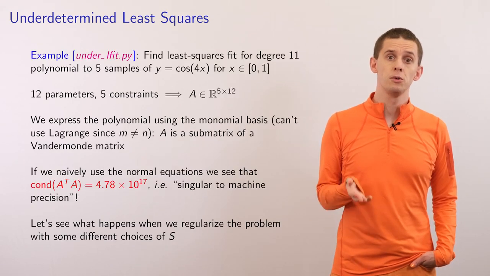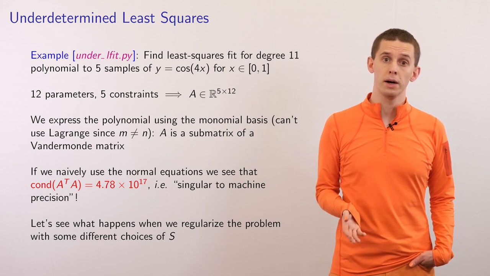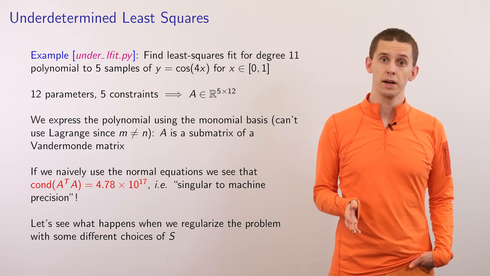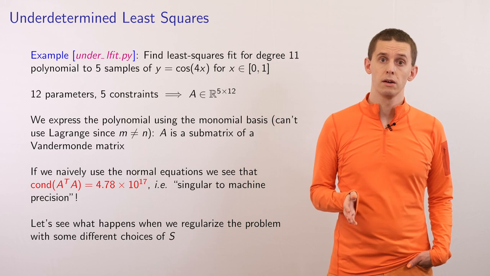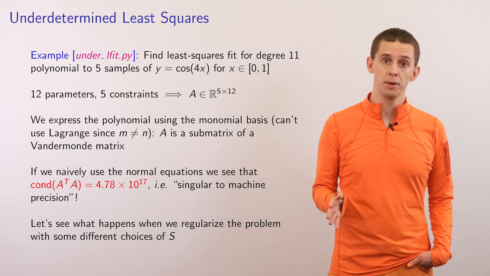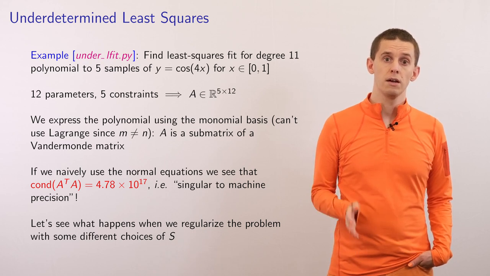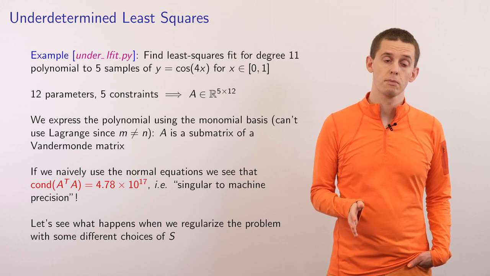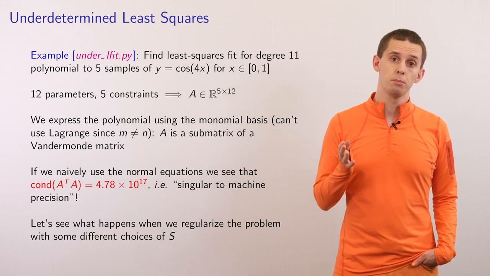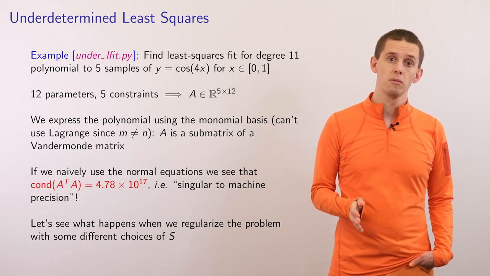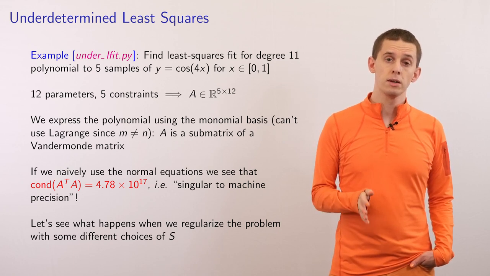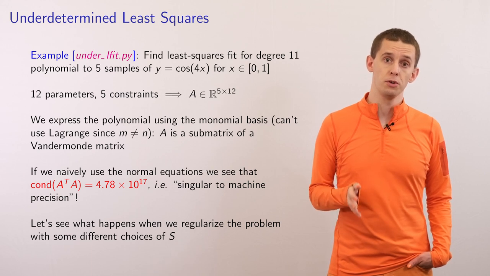We'll now demonstrate this using a Python example, underscore lfit.py, that fits a degree 11 polynomial to the function y equals cosine 4x. We'll use 5 data points here that are equally spaced over the range from 0 to 1. So here we've got 12 parameters and only 5 constraints, and therefore we're dealing with an under-constrained system. Our matrix A in this case will be 5 by 12. Here we're expressing our polynomial in terms of the monomial basis, and similar to the previous case we looked at for linear least squares, there's limited advantage to using Lagrange polynomials in this case.